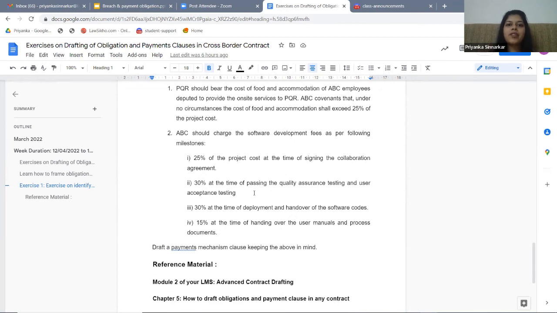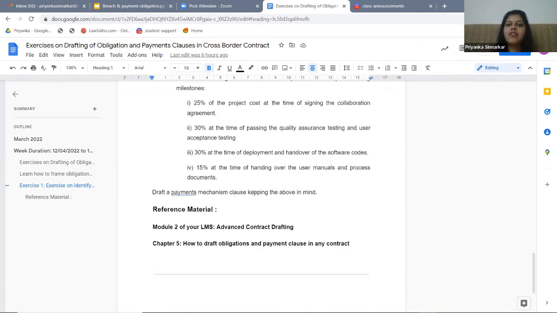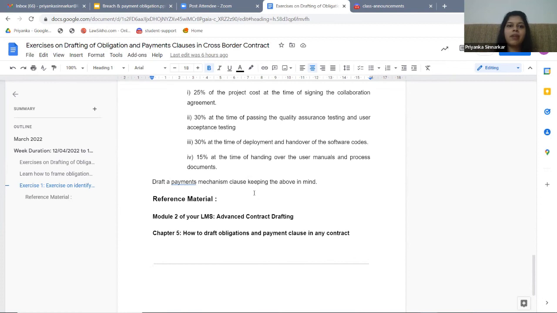So ABC should charge the software fees as per the following milestones: 25% of the project cost at the time of signing the collaboration agreement, 30% at the time of passing quality assurance, 30% at the time of deployment and handover of the software, and 15% at the time of handing over the user manuals and process. So draft a payments mechanism clause, keeping everything in mind. Don't copy paste it, but take these points as a reference and draft your payments clause.